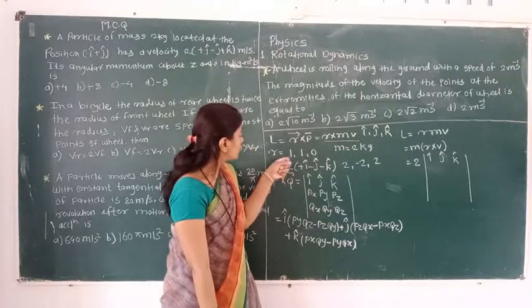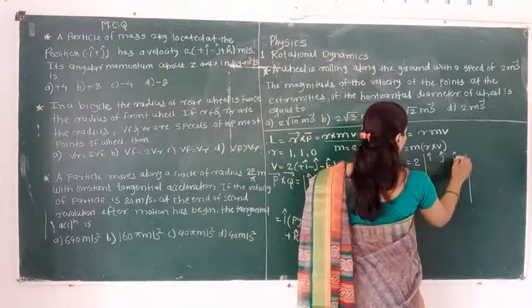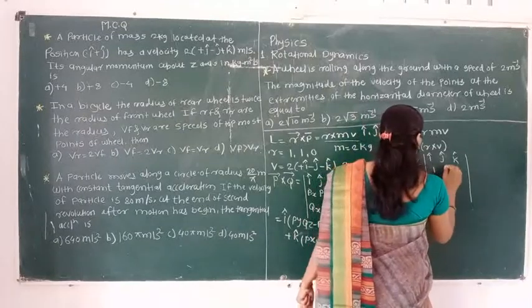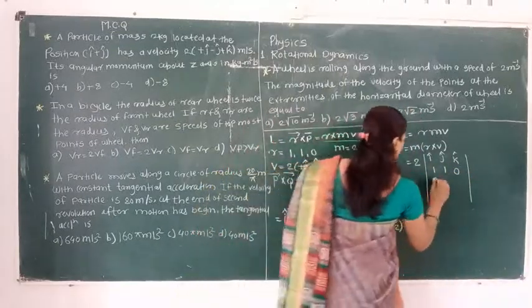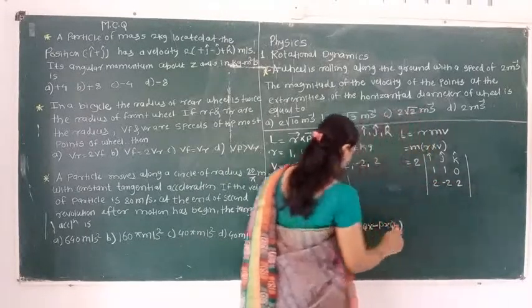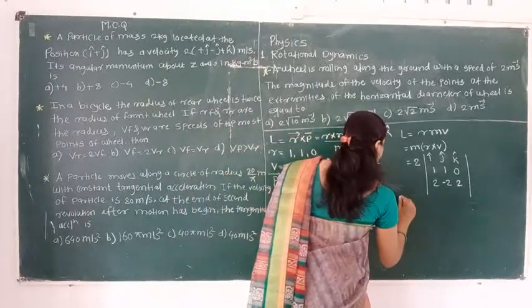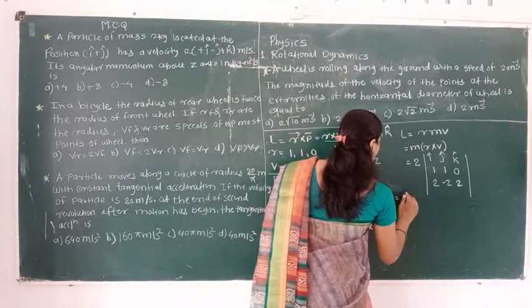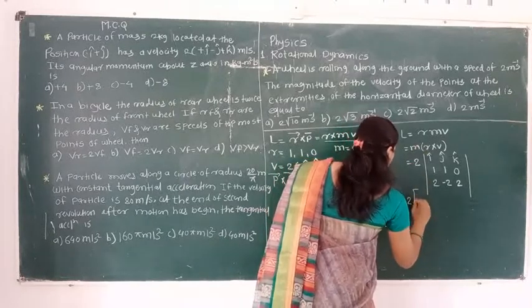Then putting in the values of the position vector, with the components along i bar, j bar, k bar, r is 1, 1, 0. Then the velocity vector is 2, -2 and 2. Now here we have to use the same formula. So here we can write L is equal to, and we have to write it in a square bracket.